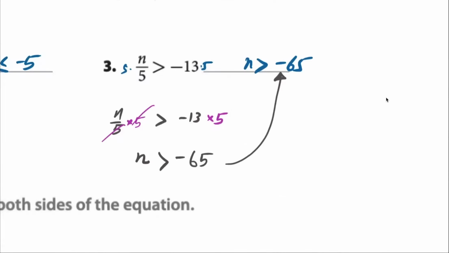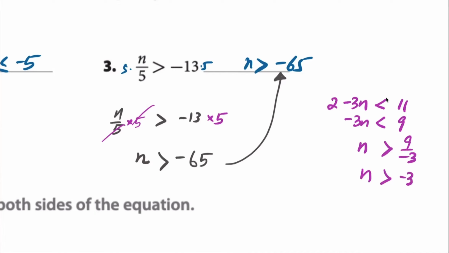So something like this, for example, what if you had 2 minus 3n is less than, I don't know, 11. So you might subtract 2 from both sides, which will yield, on the right hand side, 11 minus 2 is 9. Here we have to divide by negative 3 to isolate it. If you do that, as soon as you divide, you need to change the direction. Therefore, n is greater than 3.